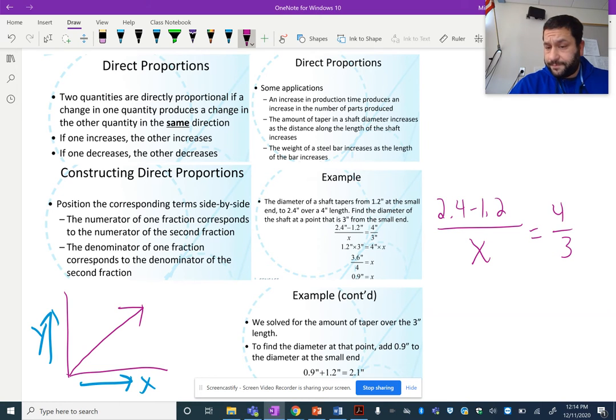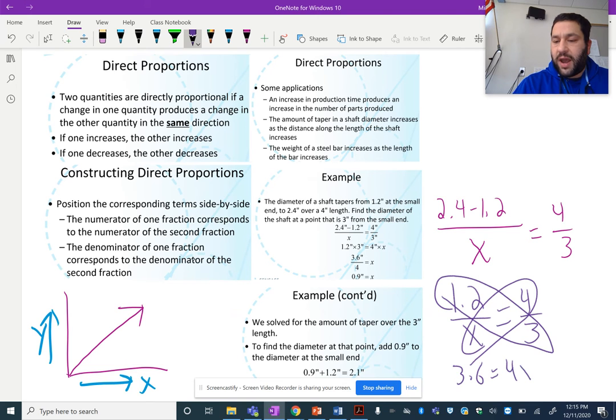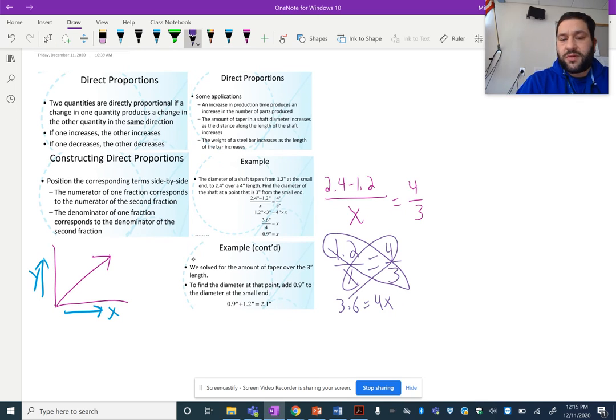So from here, it's just order of operations. 2.4 minus 1.2 is 1.2. So 1.2 over x equals 4 over 3. You're going to do your cross multiplication to get 3.6 is equal to 4x. Now we're down to a one-step equation. We divide both sides by 4 to get x is equal to 0.9.